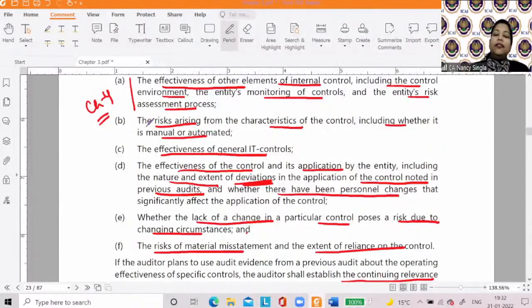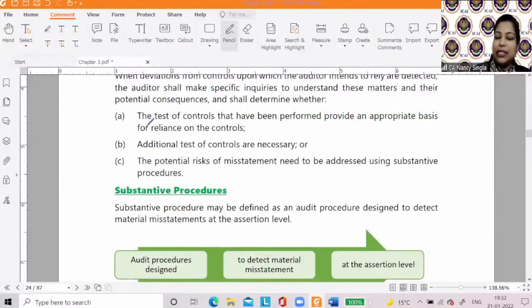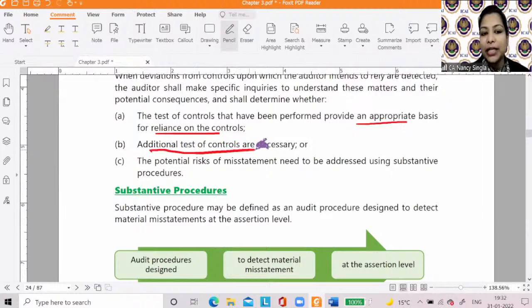So, if there are certain deviations in the internal controls, what will the auditor do? The auditor will, first of all, see whether the test of controls that he is performing provide an appropriate basis for the reliance on control. Whatever test of control he has done so far, whether they provide an appropriate basis or not. Okay? Then he may decide to perform additional test of controls if he finds them necessary.